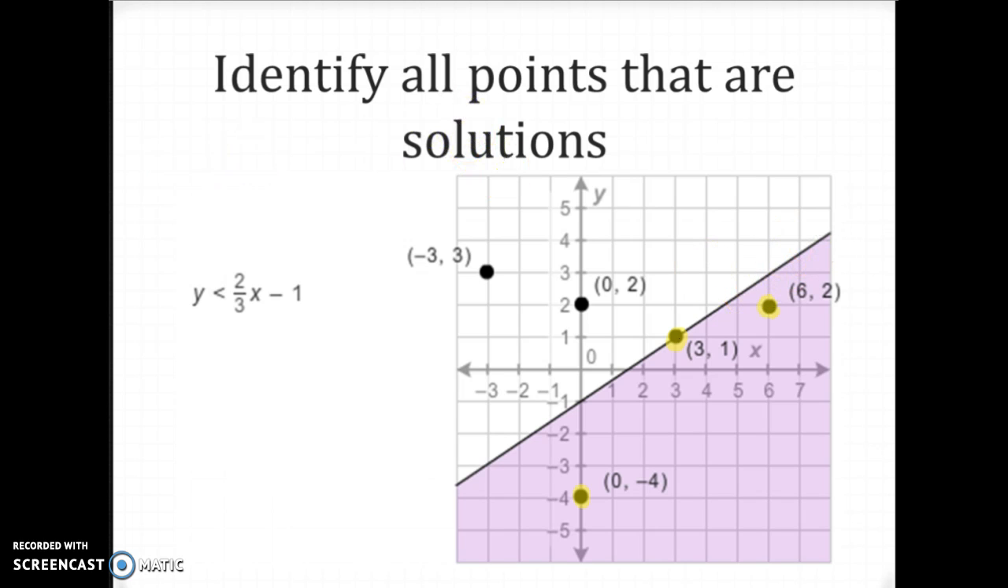If I were to check this point, 1 for y is less than 2/3 times 3 minus 1. Multiplying those, 1 is less than 2 minus 1. This inequality isn't written right. 1 is less than or equal to 1, so it is a solution. This inequality should have had an equal sign because this is a solid line. So this is a solution. 1 is equal to 1, so this one works out.